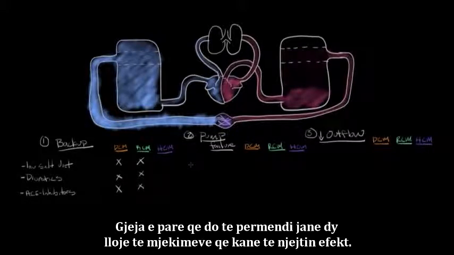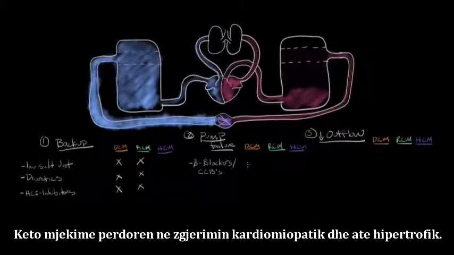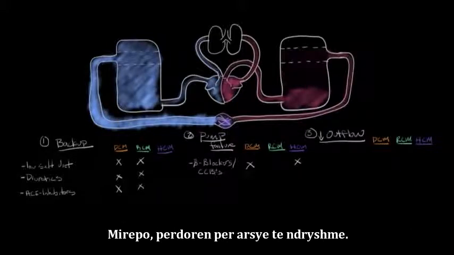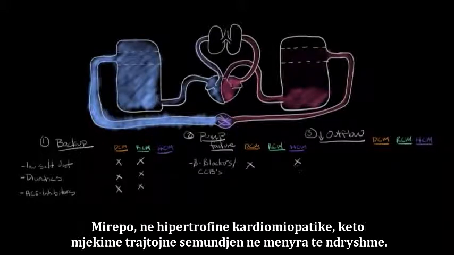And the first one to mention are two types of medications that have similar effects. So those are beta blockers and calcium channel blockers, which I'll abbreviate CCB. These medications are used in both dilated cardiomyopathy and hypertrophic cardiomyopathy, but they're used for different reasons. In dilated cardiomyopathy, beta blockers and calcium channel blockers decrease the oxygen demand of the heart, which can decrease some of the symptoms when the heart is overworked. However, in hypertrophic cardiomyopathy, these medications treat the disease by a different means.